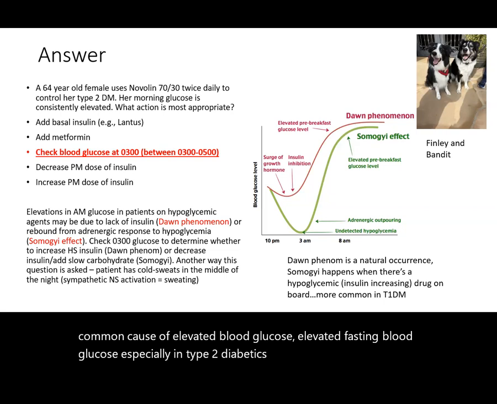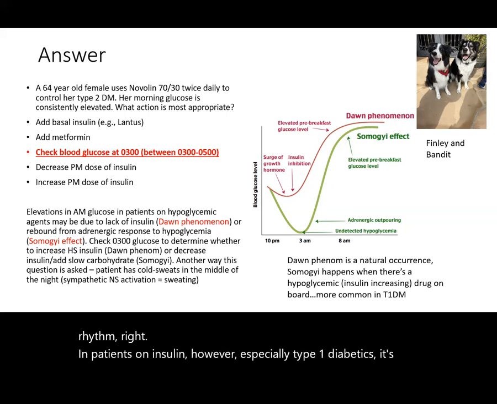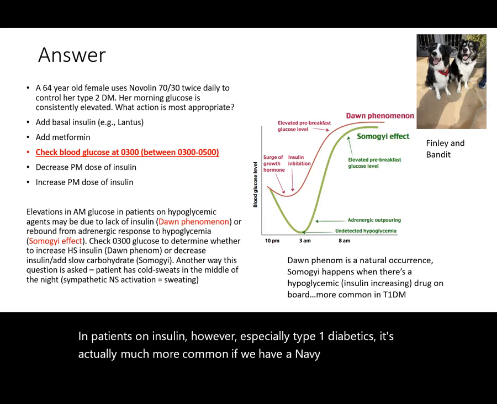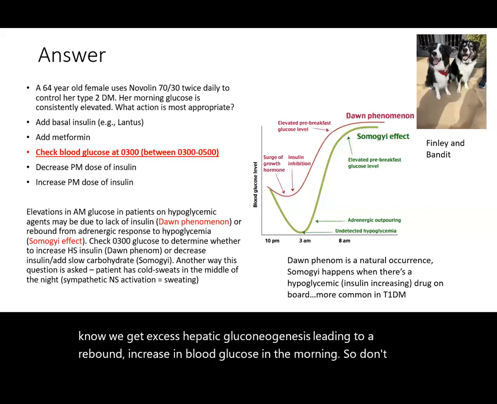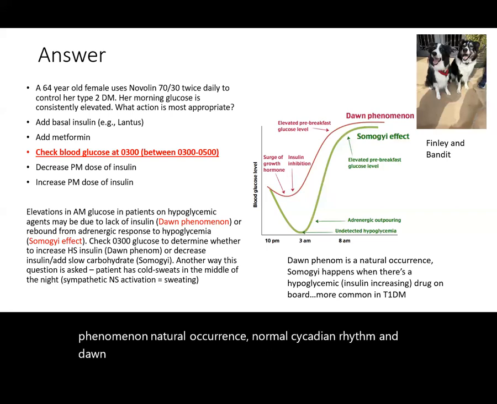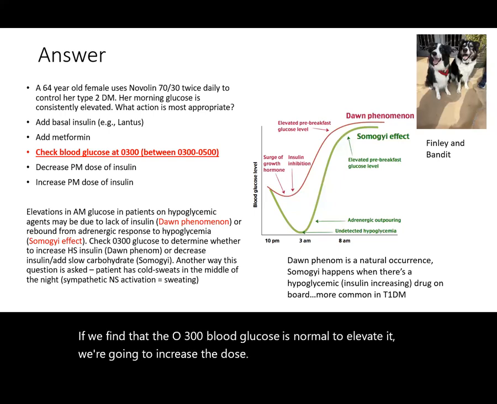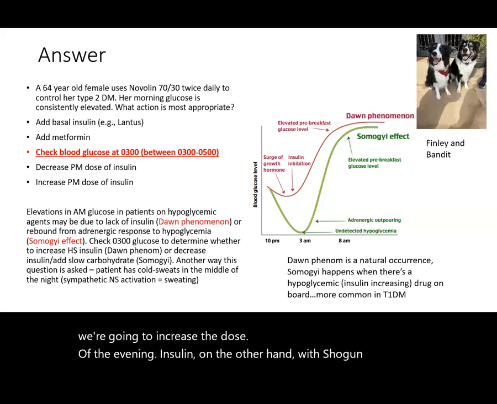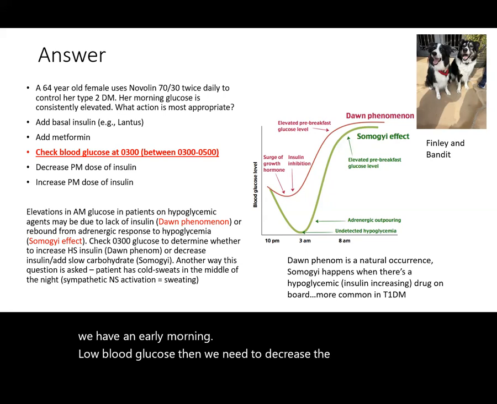It's just normal circadian rhythm, right? In patients on insulin, however, especially type 1 diabetics, the Somogyi effect is actually much more common. If we have a nadir, a really low blood glucose, about 0300 to 0500, we get an overcorrection. We get excess hepatic gluconeogenesis, leading to a rebound increase in blood glucose in the morning. So, dawn phenomenon is a natural occurrence, normal circadian rhythm. If we find that the 0300 blood glucose is normal to elevated, we're going to increase the dose of the evening insulin. On the other hand, with Somogyi effect, if we have an early morning low blood glucose, then we need to decrease the dose of the insulin that caused it.